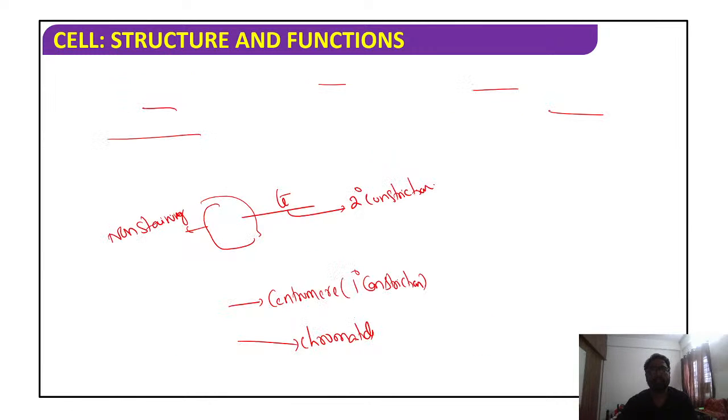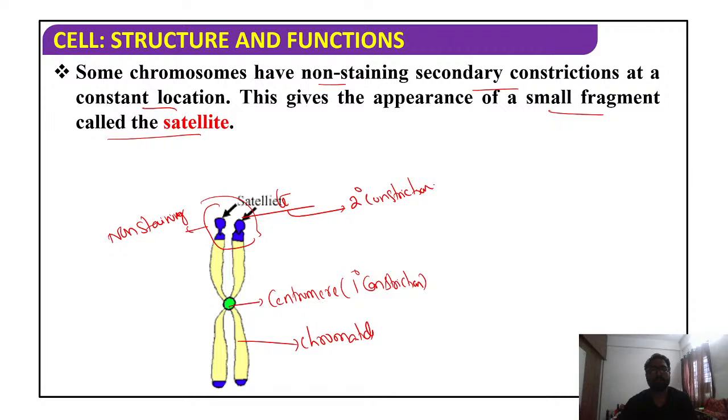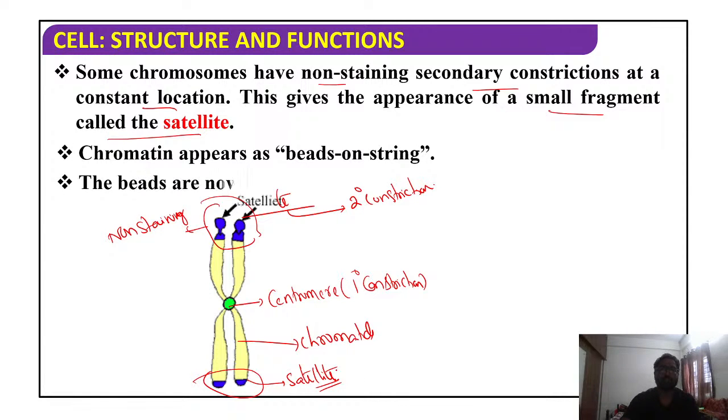Some chromosomes have non-staining secondary constrictions at constant locations that are called satellite DNA. They are non-stainable, which means you cannot stain them. You can see in the picture also, students, this is satellite DNA. The chromatin is beads on a string, and those beads are known as nucleosomes.